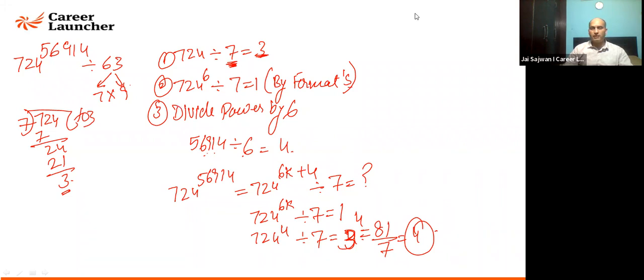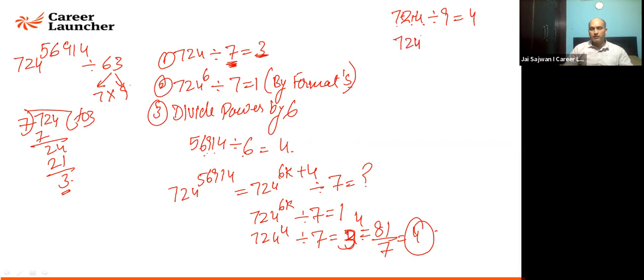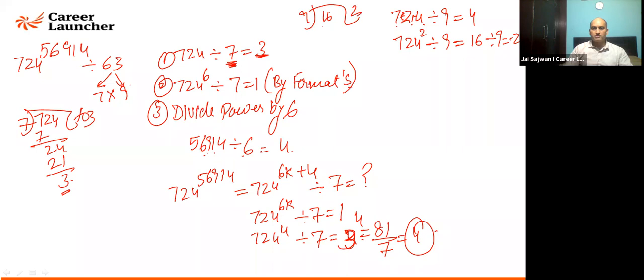I want to divide the number by 9. 724 divided by 9, remainder is 4. You know the sum of digits: 7 plus 2 is 9, plus 4 is 13, divided by 9, remainder is 4. 724, if you square it, remainder is 4 square, which is 16, divided by 9, remainder is -2. Some of you may not be convinced. For you, I am doing this.